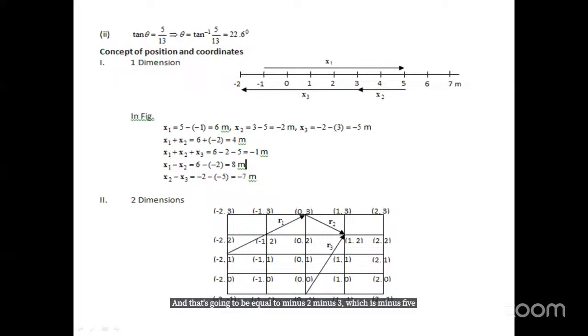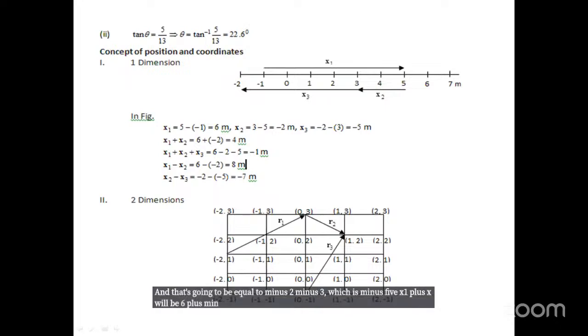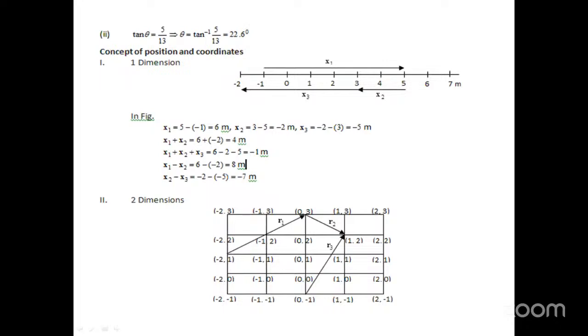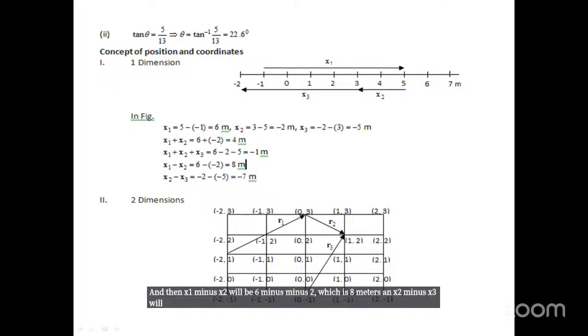x1 plus x2 will be 6 plus -2, which will be 4 meters. And then x1 minus x2 will be 6 minus -2, which is 8 meters. And x2 minus x3 will be equal to -2 minus -5, which will be -7 meters.